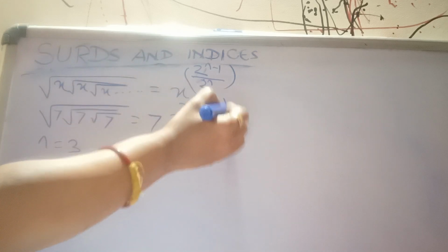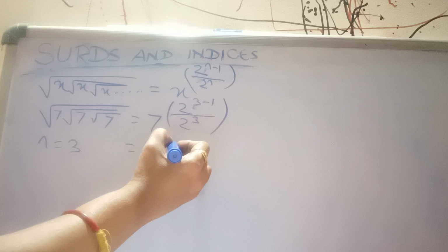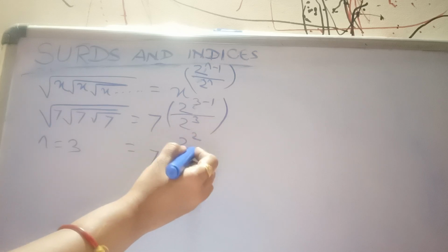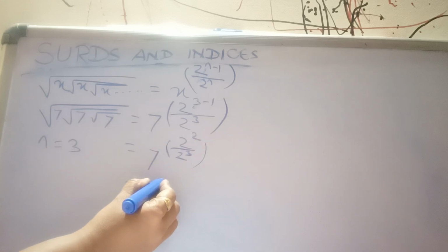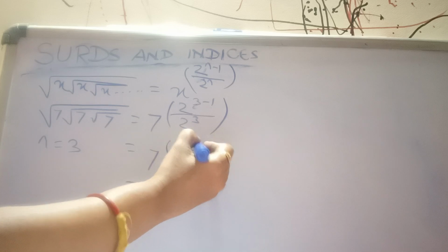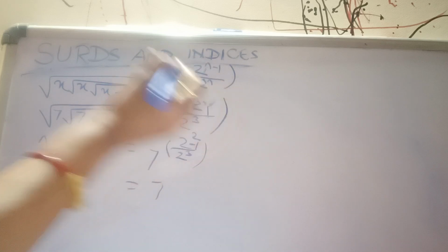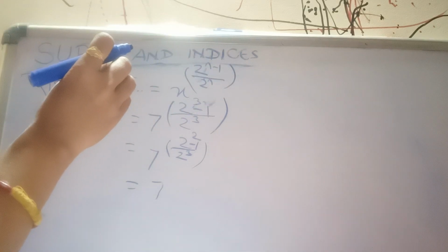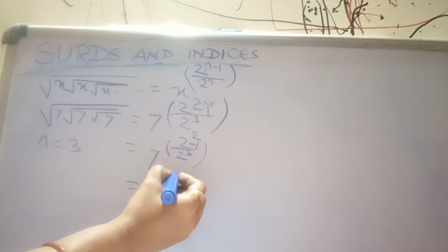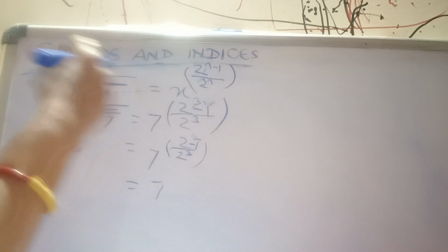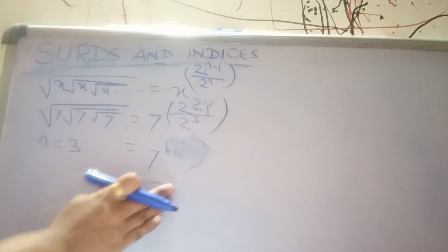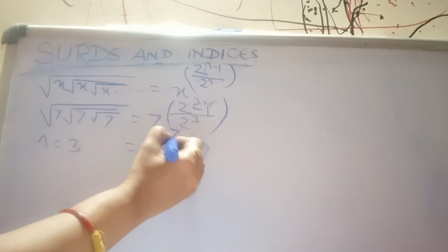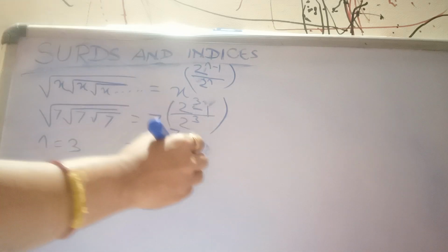This is the rule. So 7 to the power 2 to the power 3 minus 1, n minus 1, divided by 2 to the power 3. So 2 to the power 3 minus 1 means 7, so this will be 7 to the power 7 divided by 8. This is the answer.